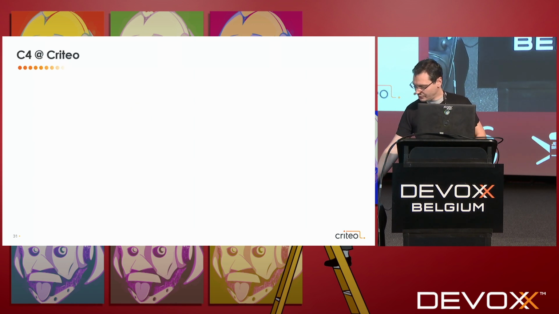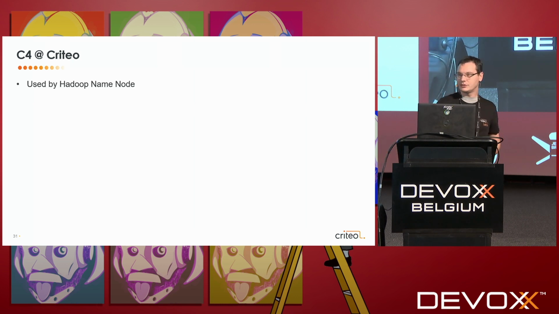So at Criteo, we are using C4. Why? Because we have a big Hadoop cluster, like 2,000 nodes. And this architecture has kind of a bottleneck. They are using a name node for storing the metadata of all the files that are spread across the nodes. As we have a lot of nodes, we have a lot of files, and a lot of metadata that needs to be stored in this name node.